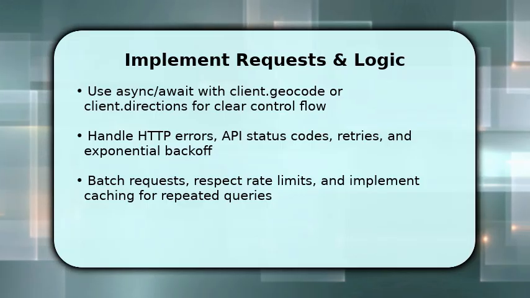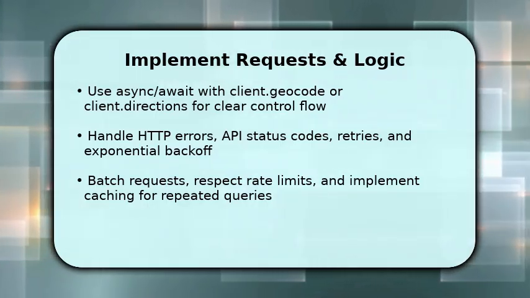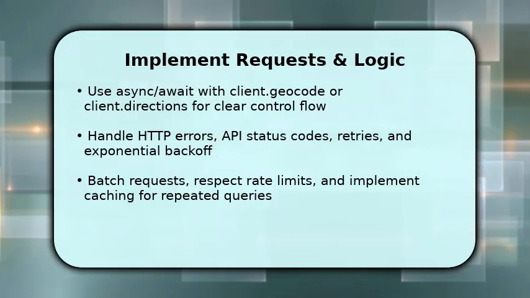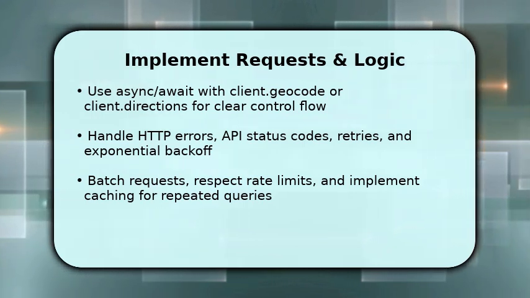Make sure to catch network and API errors, retry transient failures with exponential backoff, and add caching or batching to reduce quota use. Also, log request ID and timing to trace slow or failing calls later.